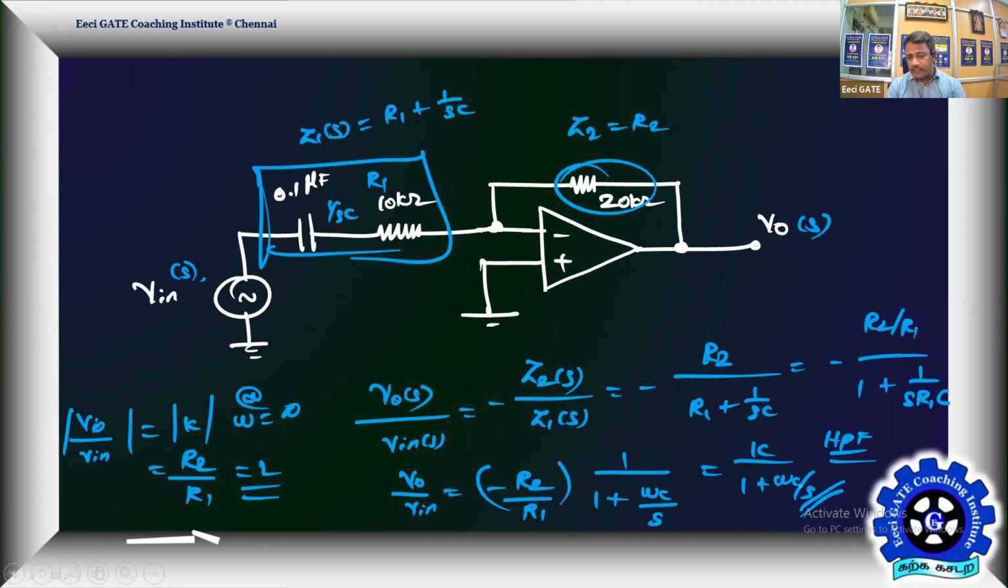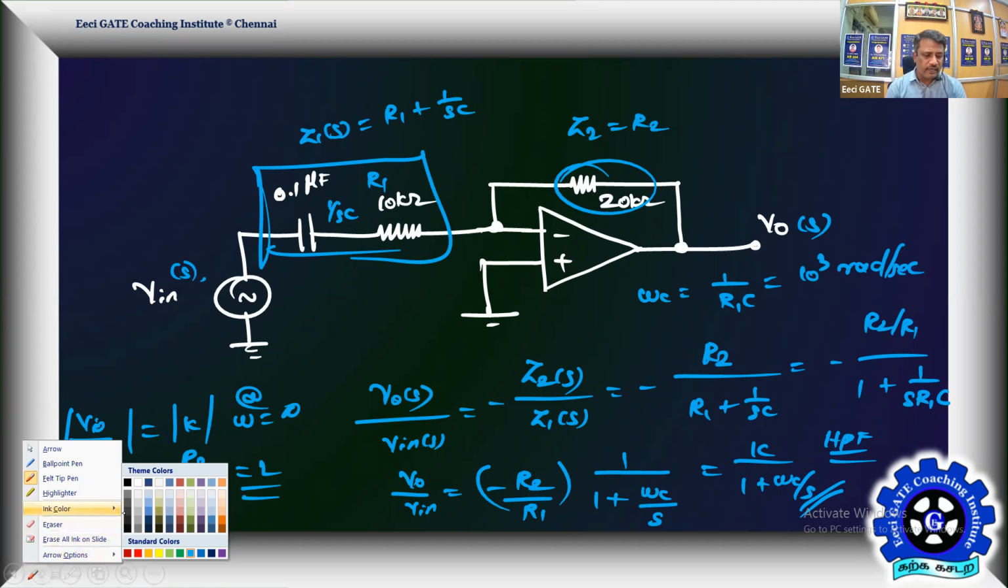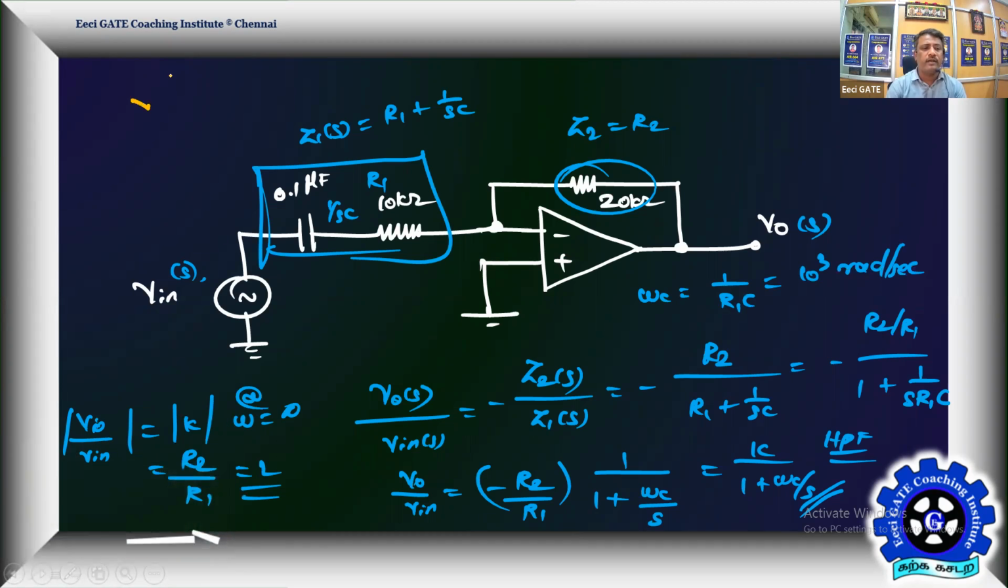And the cutoff frequency is clearly known from here. Omega C is equal to 1 by R1 into C. Still, you will conclude this is 10 power 3 radian per second. So in any route it is very simple, but you'll be very confident in the fundamental route. This is the fundamental route, but instantly you have to connect. You might have already played with this so many times during your practice.